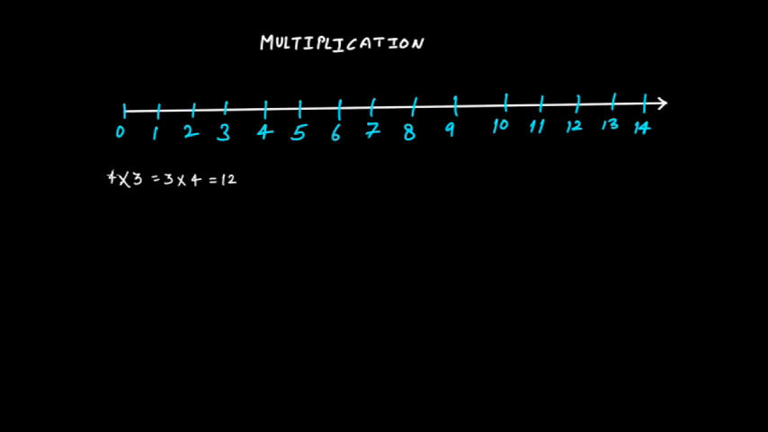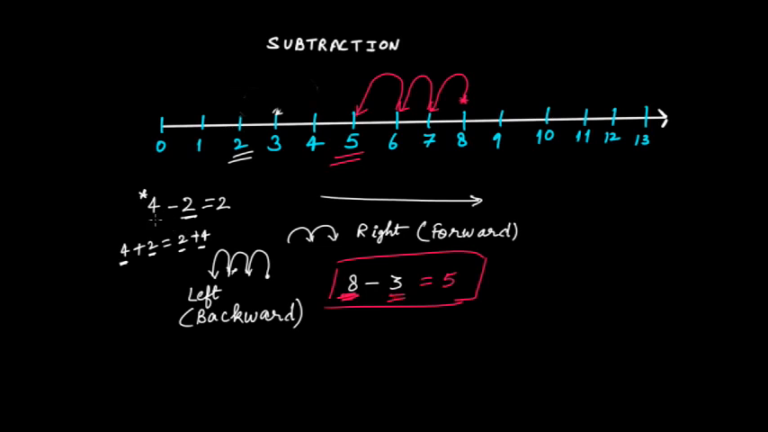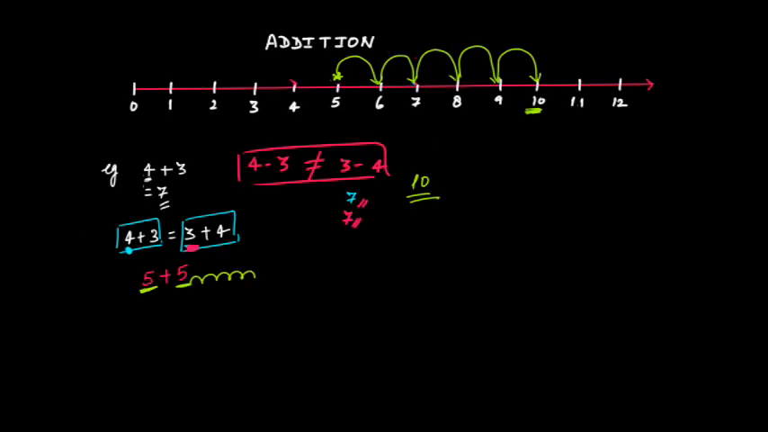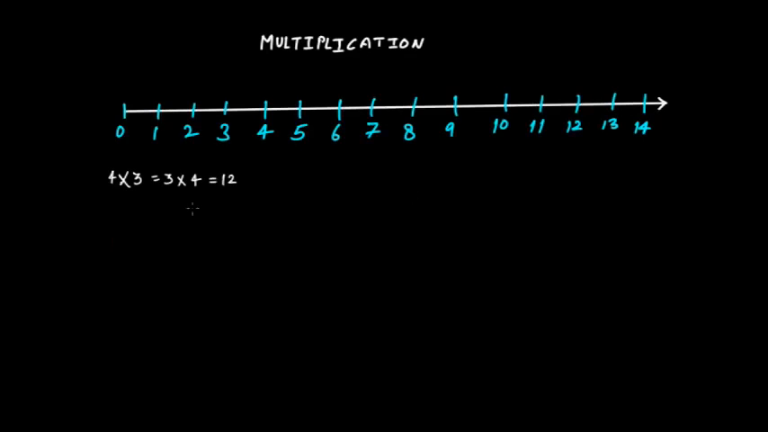In addition or subtraction, like you saw in the case of 4 minus 2, we started at 4. And in the case of addition, we started either from 4 or from 3 as per our wish. But in the case of multiplication, make a note that you will always start from 0. You'll always start from here.